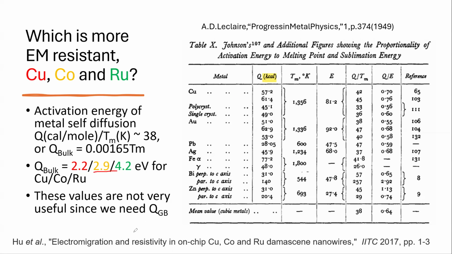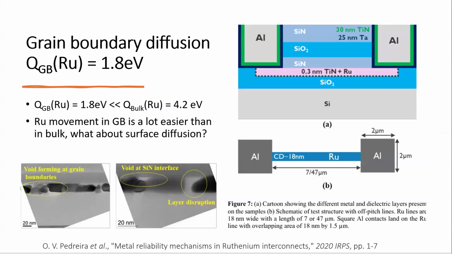But these are not that useful. You know why? Because we need to know the true diffusion activation energy. Here it is the bulk. We need grain boundary and surface, and that's more important. From the research, you can see that the grain boundary diffusion activation energy is much less than the bulk. For ruthenium, it's 1.8 versus 4.2. So ruthenium movement in the grain boundary is a lot easier than in bulk.